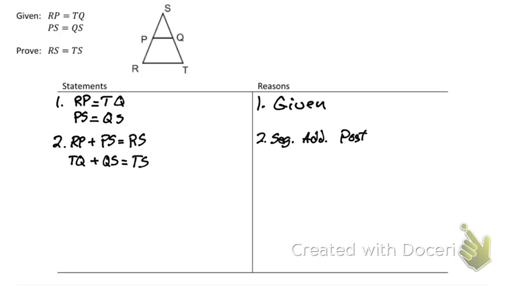So see if this is going to make sense to you. I am going to square off some things that I'm going to substitute in the next step. So RP equals TQ. So my third step, I'm going to replace RP with TQ. I'm going to replace that PS with QS, but I'm going to leave the RS there. And that is substitution.